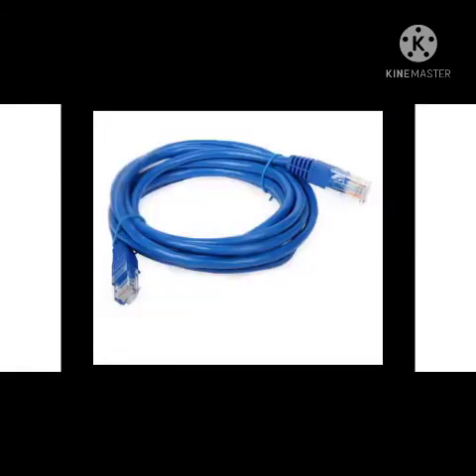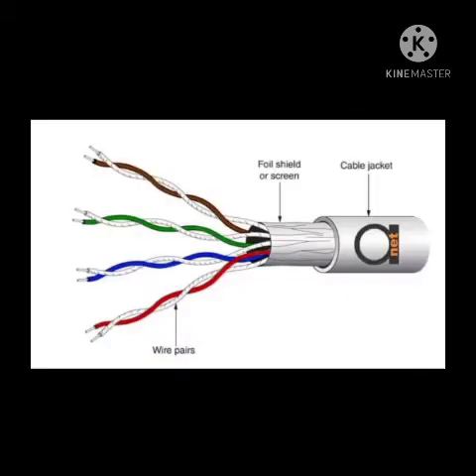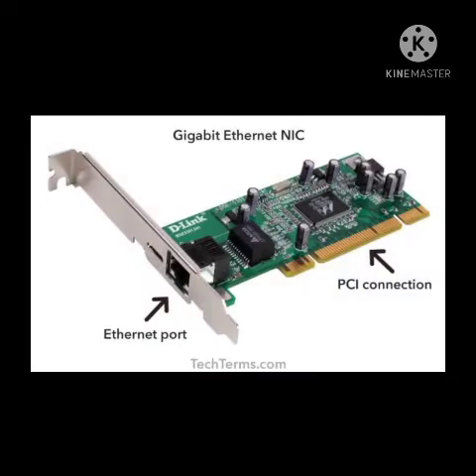First is network cables. Network cables are used to connect one device to another. Coaxial cables and twisted pair cables are two of the commonly used network cables. Next is the network interface card or NIC. It is required to connect a network cable to a computer. Most NICs are found inside a computer.